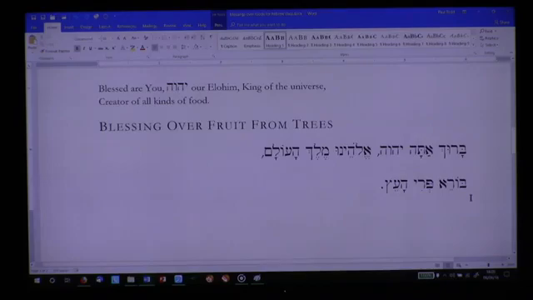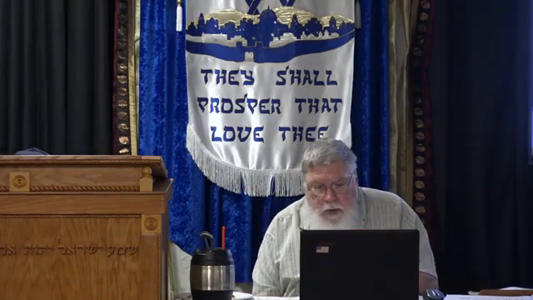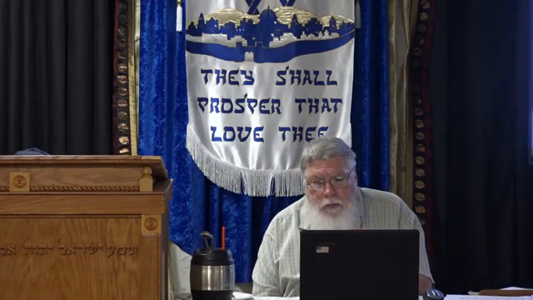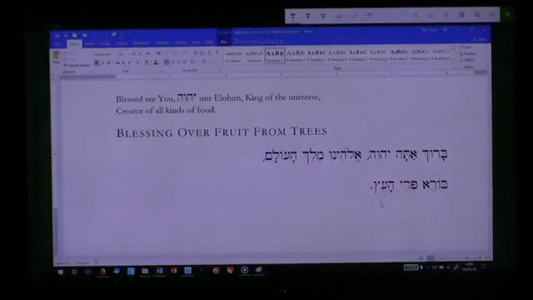Now I need this apple. Because I said the blessing over the apple. We have our basic blessing. Borei creates fruit. An eitz is a tree. It's also a branch, as in a stick, kind of a branch.